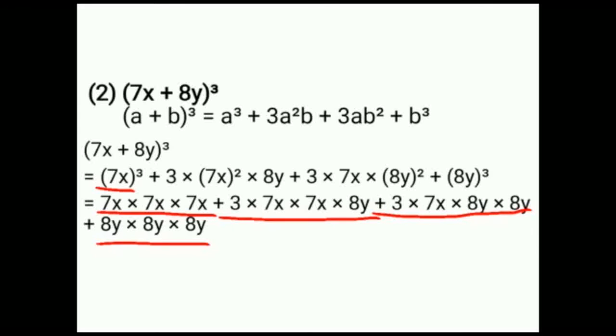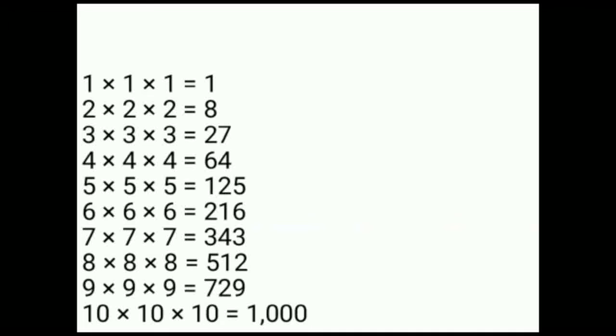All this I wrote in multiplication form, which I made in groups: a cube plus 3a square b plus 3ab square plus b cube. And then you have to solve. Multiply all. What is 7 cube and what is 8 cube? You have to understand. I will show you the table. Cube of the number 7 is here. Cube of the number 8 is here. You already studied this in chapter 3, cube and cube roots.